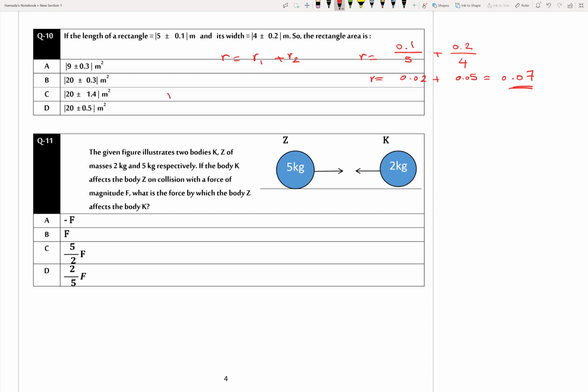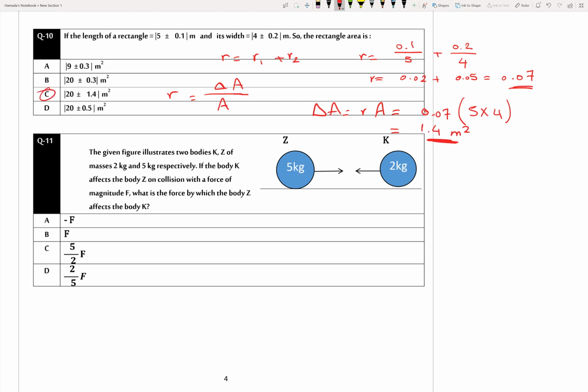And we know also that R equals delta A over A, the absolute error divided by the true value. So delta A that we need here equals R multiplied by A. R here is 0.07 multiplied by 5 times 4, which is the area. 0.07 times 20 equals 1.4 meter square. So this is delta A, so the area will be 20 plus or minus 1.4 meter square.